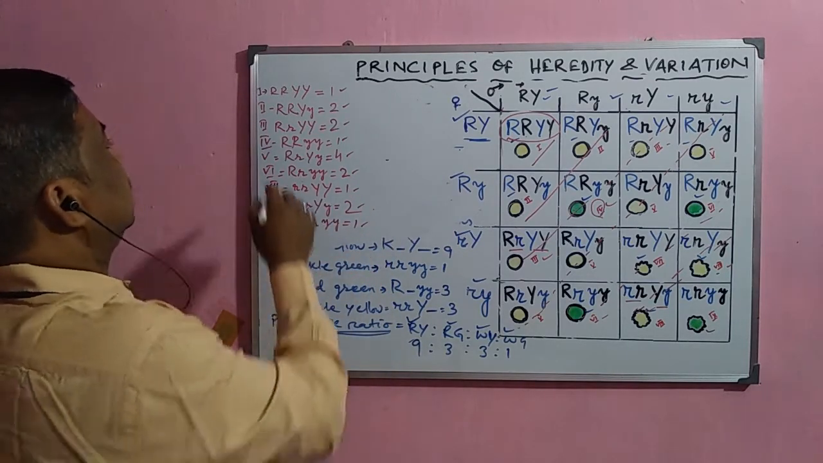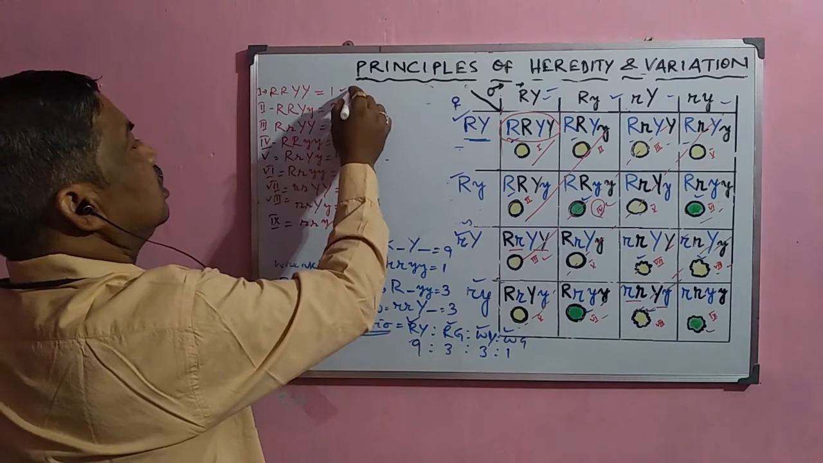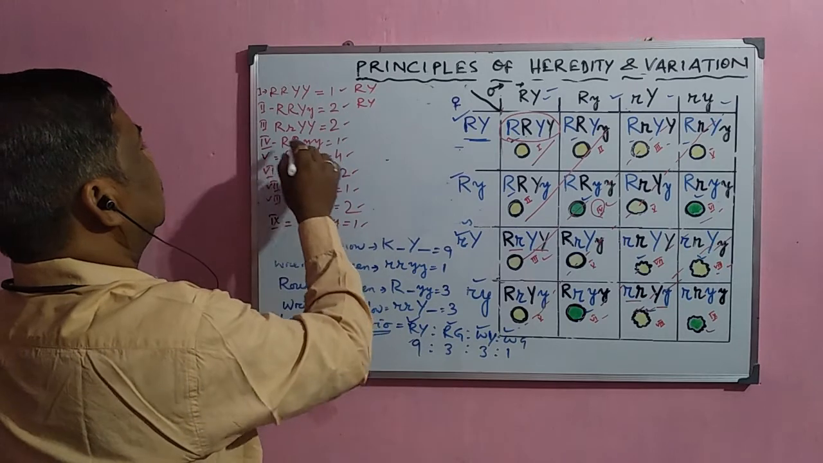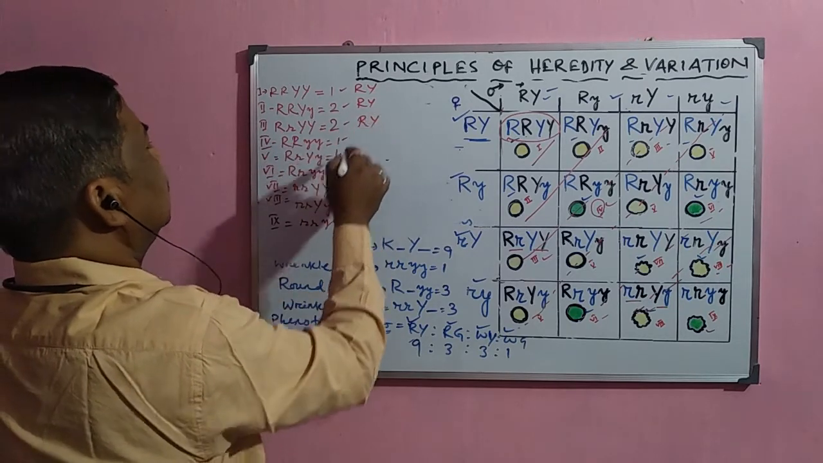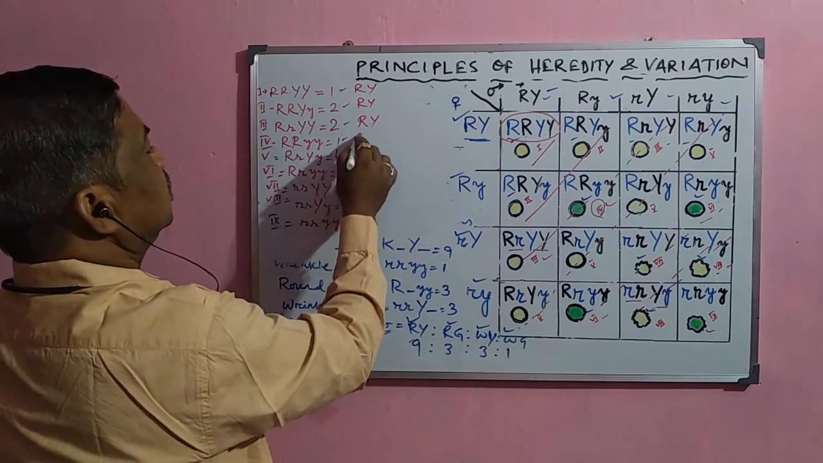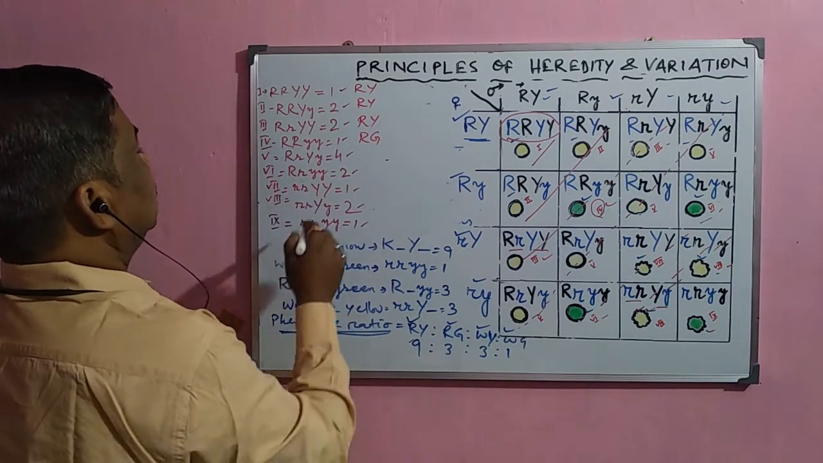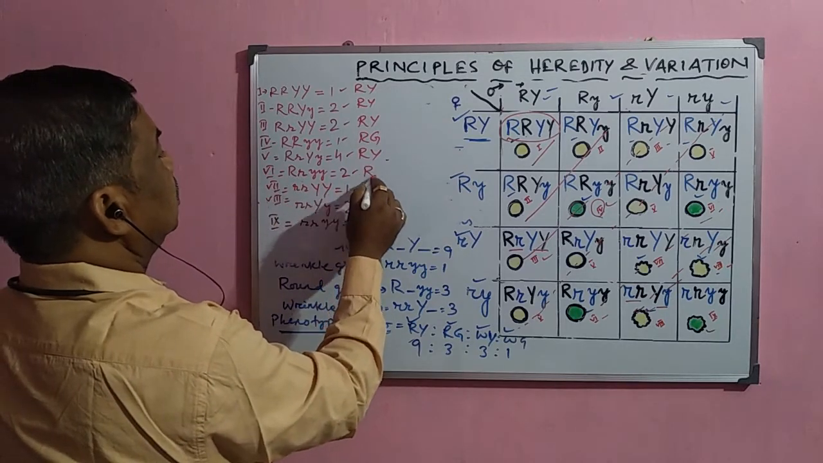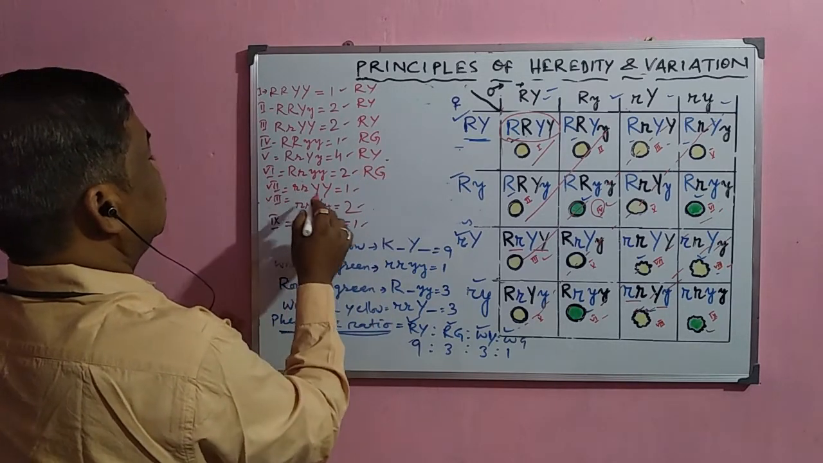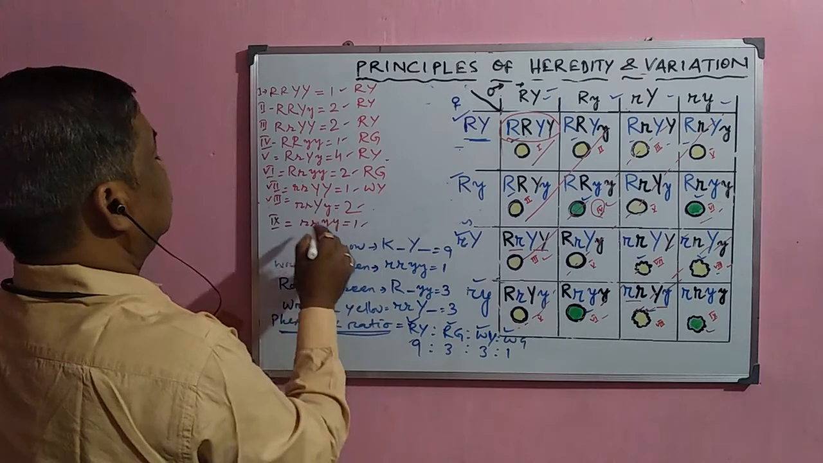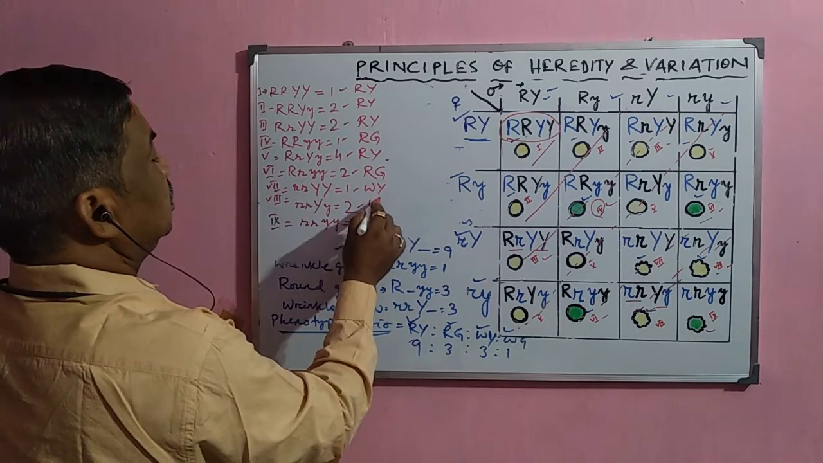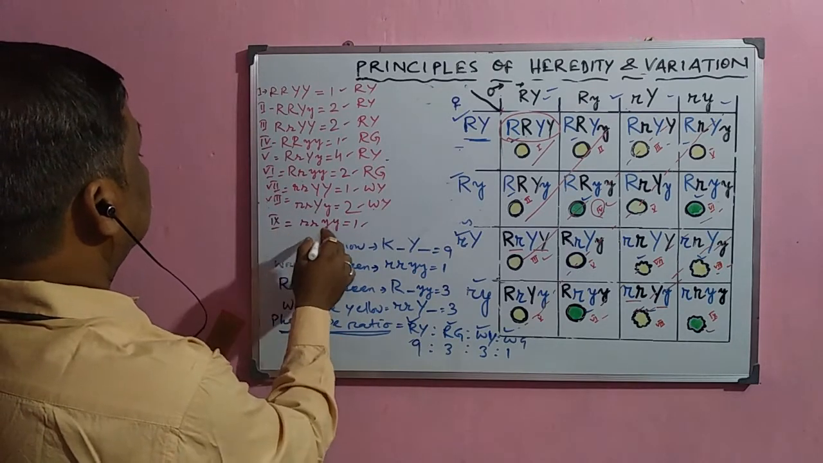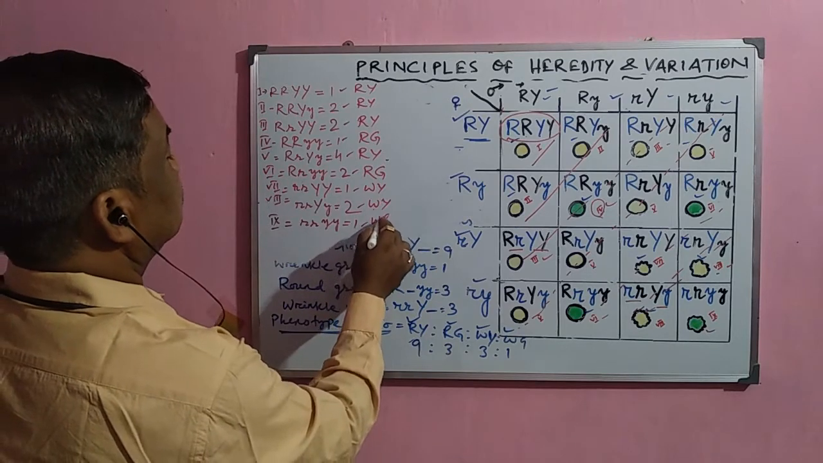What out of this? What is this? The phenotype. This is the round yellow type. What is this? It is also round yellow type. What is this? It is also round yellow type. And it is what? It is round green type. And it is again round yellow type. And it is round green type. And where it is wrinkle yellow type. And this is wrinkle yellow type. And here, what happened? Here a wrinkle green type.